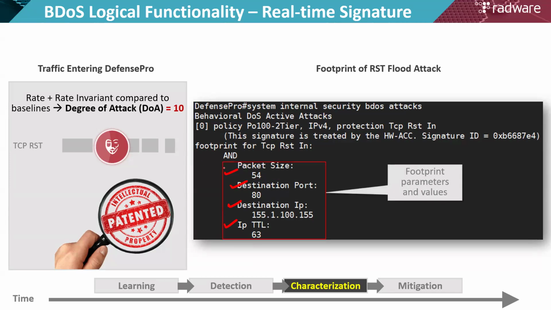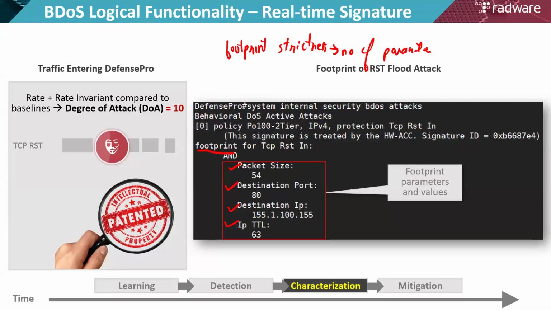And this is known as footprint. All the parameters are known as footprint. So in upcoming slides, you might see something like footprint strictness. That is nothing but the number of parameters within the footprint.